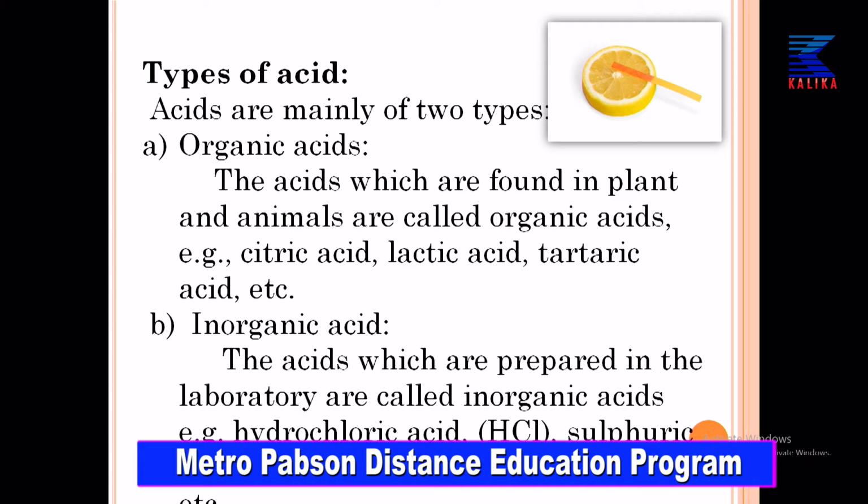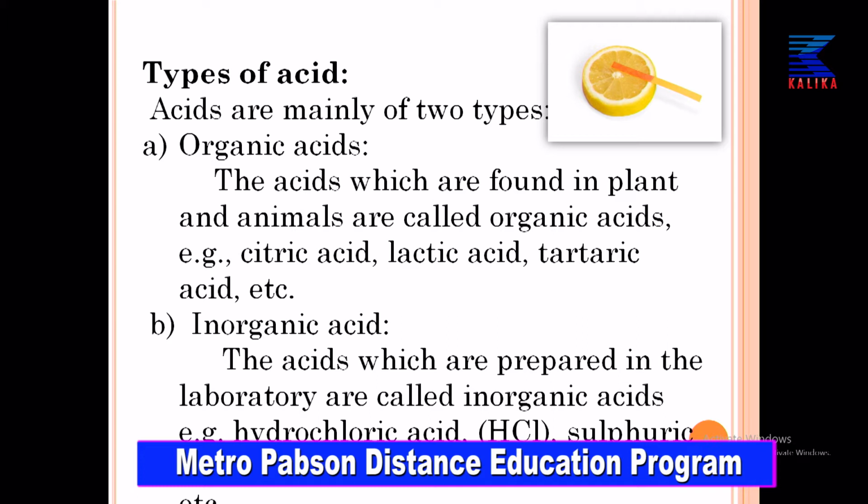Before Wöhler synthesized acetic acid in the lab, it was said that no organic acid can be synthesized in the lab, but nowadays different types of organic acid can be easily synthesized in the lab. So, organic acids are those acids which are naturally occurring or found in plants and animals, and whose sources are naturally occurring substances like plants and animals.